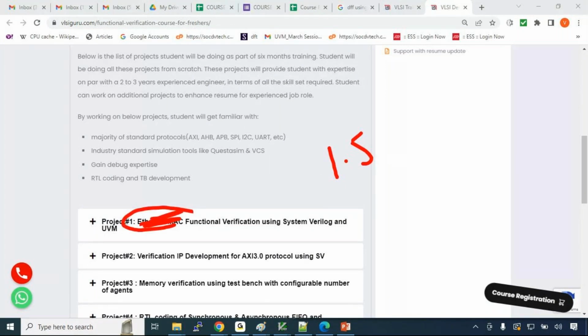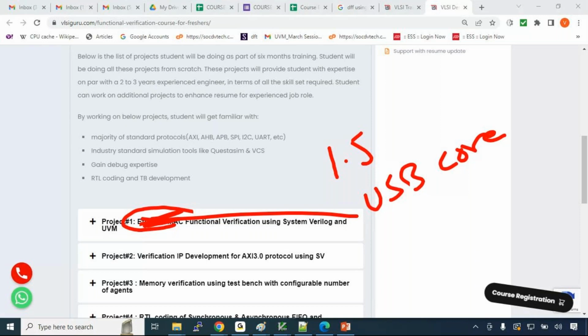Right now I'm not doing this project. I'm doing USB core verification. This is not the project as of now. The reason is I don't want all 100 resumes to have the same exact projects.